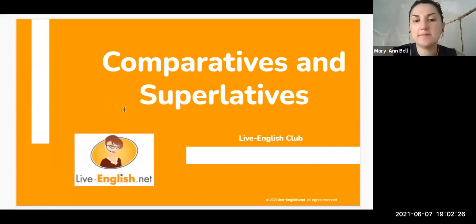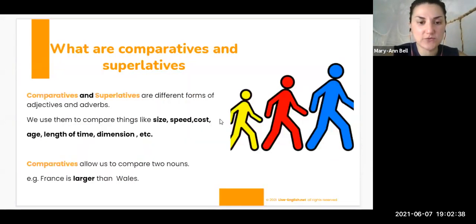So comparatives, the name kind of tells you what they do. They compare. But superlatives, perhaps some of you aren't quite aware of what they are. So let's just talk through some definitions first of all. Comparatives and superlatives are essentially different forms of adjectives and adverbs.